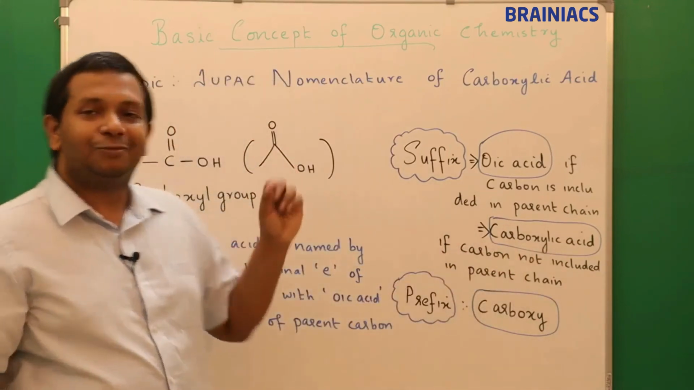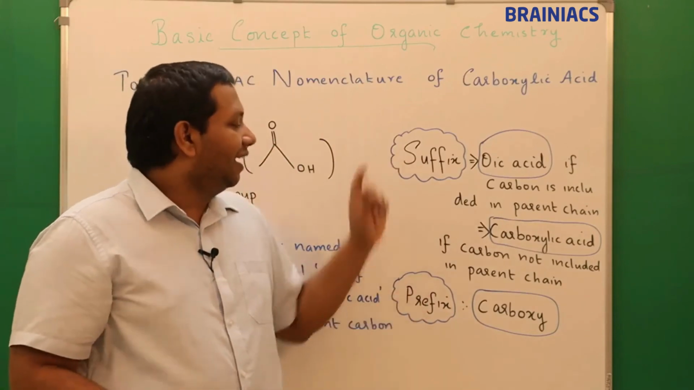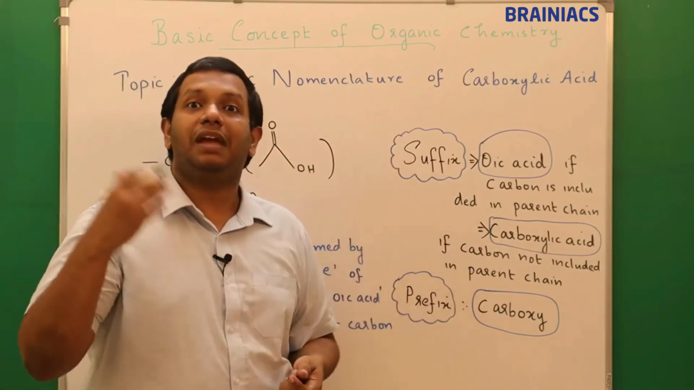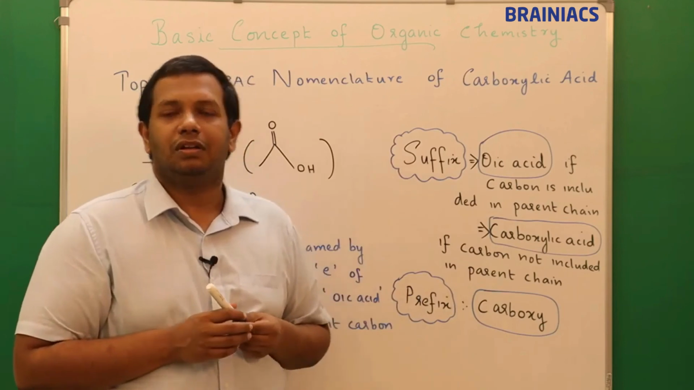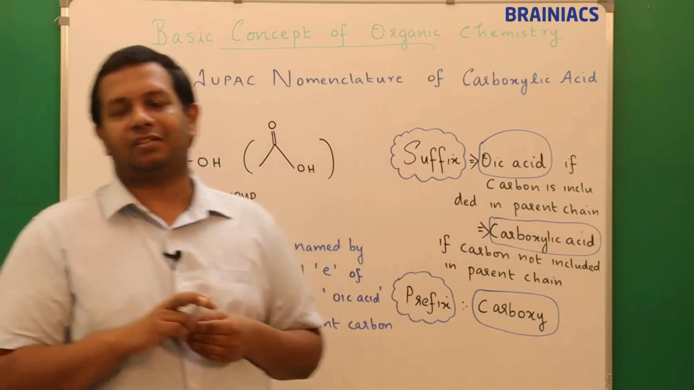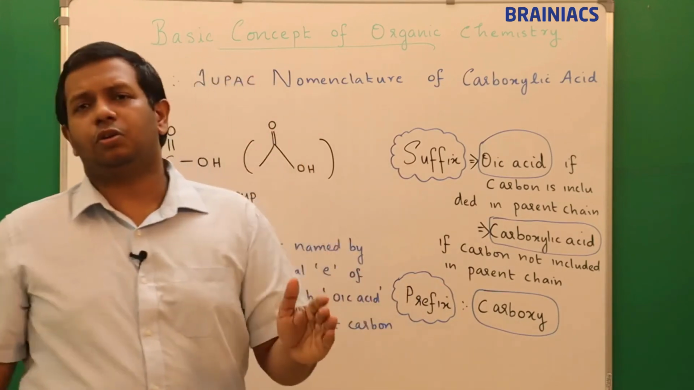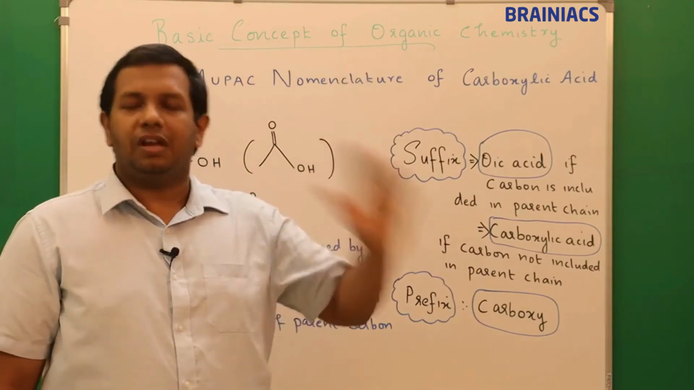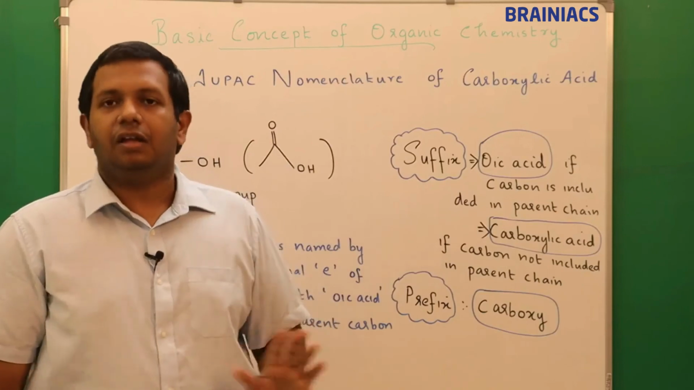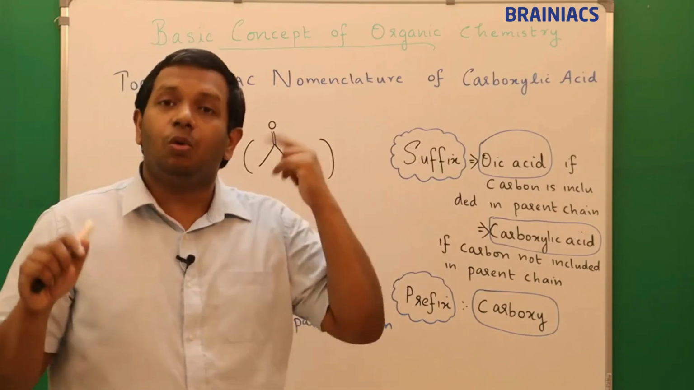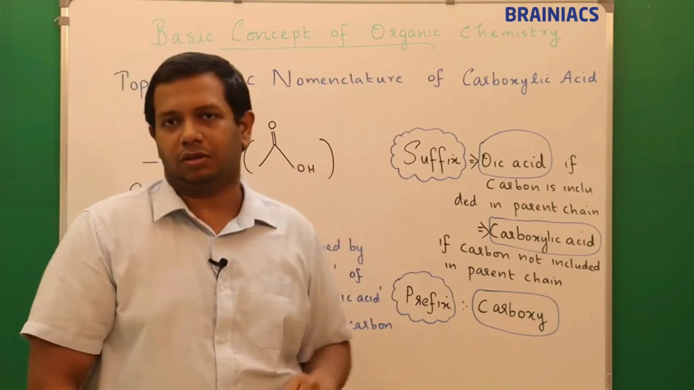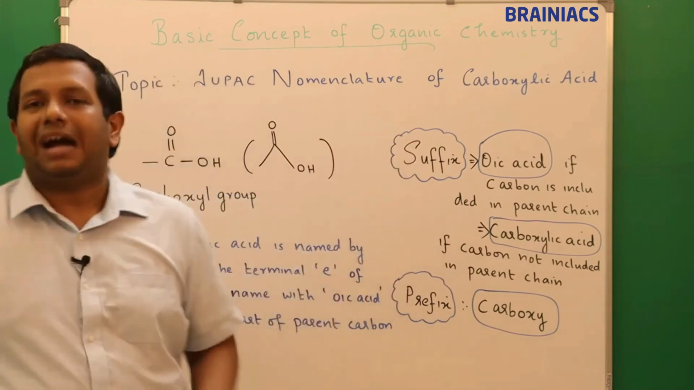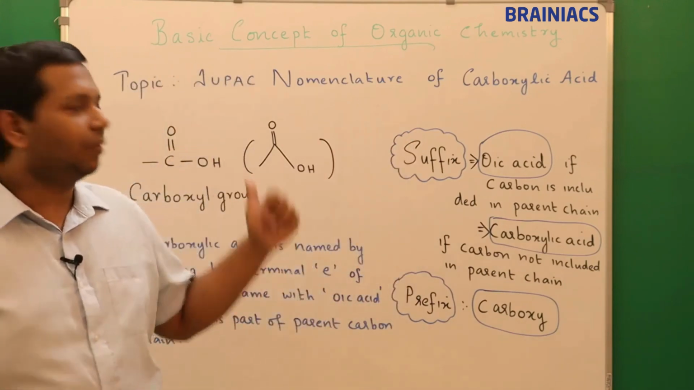Okay, and there can be a special case where this carboxylic acid can behave like a substituent. Most of the students will come and ask me a doubt. Sir, you told us carboxylic acid comes first in the functional group, so whenever carboxylic acid is there, it should be the main functional group. Then how can it behave like a substituent? Very, very good question. I will say it is a special case, and I will come to that.